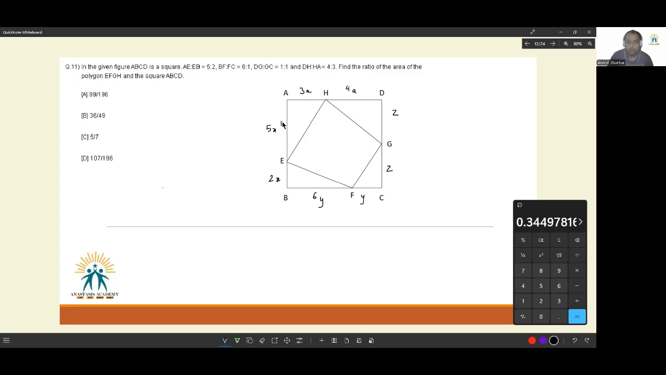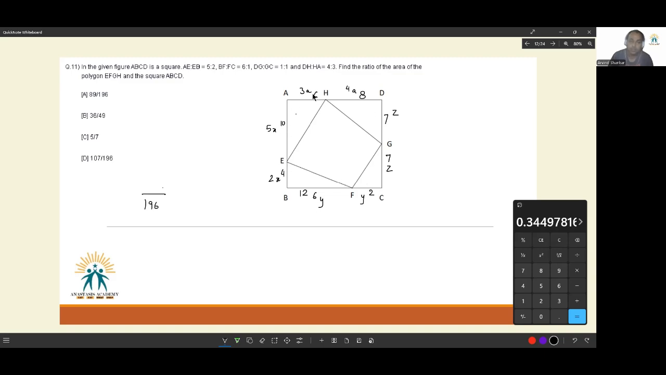So AE will be 10, this will be 4, this will be 12, this will be 2, this will be 7, this will be 7, this will be 8, and this will be 6. Find the ratio of area of polygon EFGH and the square ABCD. Square ABCD has an area of 196. Now, in order to find out the area of EFGH, we will remove the area of the 4 triangles.